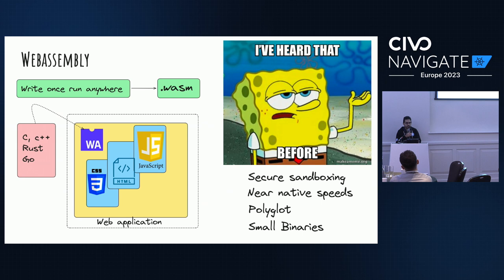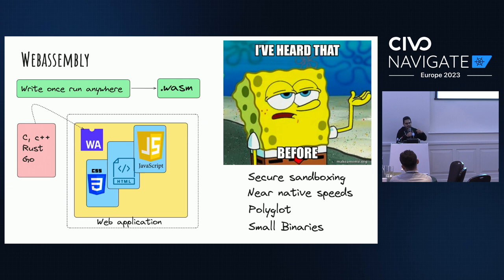So it's denied by default. Everything is denied by default. Anything that you need access to, you have to explicitly define when you are providing the access. What do I mean by that? It will especially come in the section where I talk about Wasi. It has near native speeds. So speed is something which obviously gained a lot of attraction.